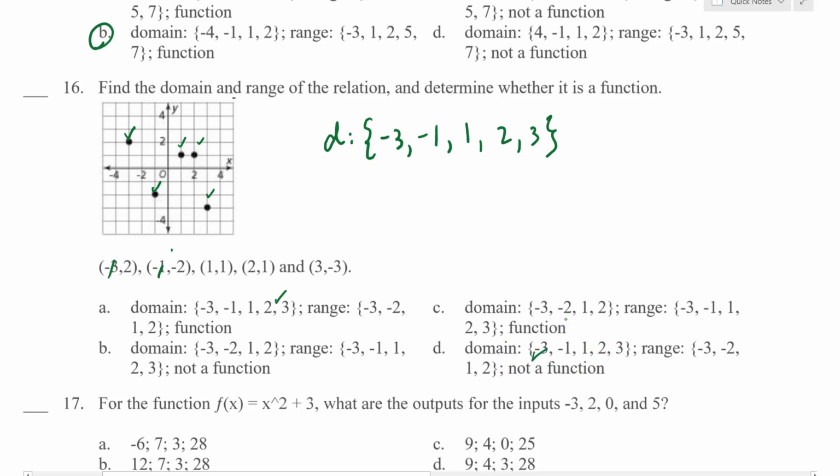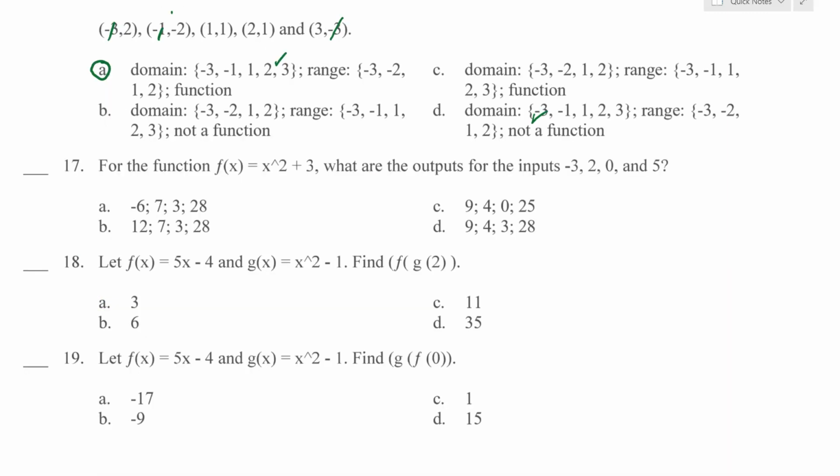Okay. The next one is the range. So the range starts with negative 3, and then we have negative 3, negative 2, and then 1. So it's negative 3, negative 2, 1, and then 2. So your answer is A.